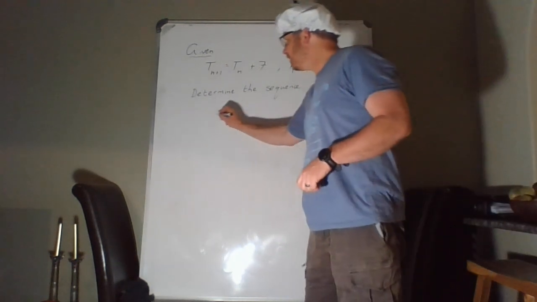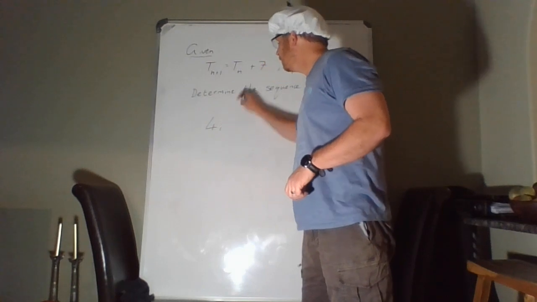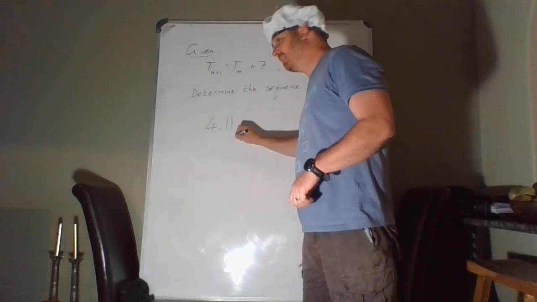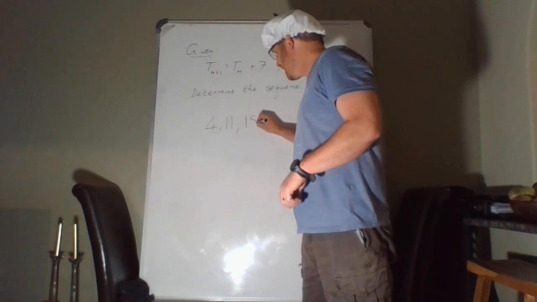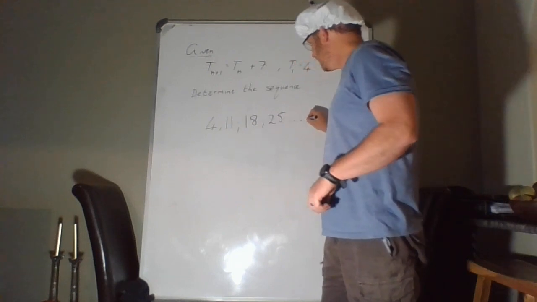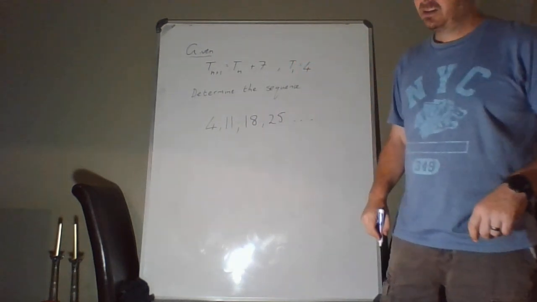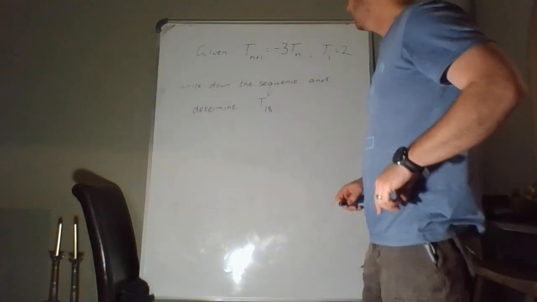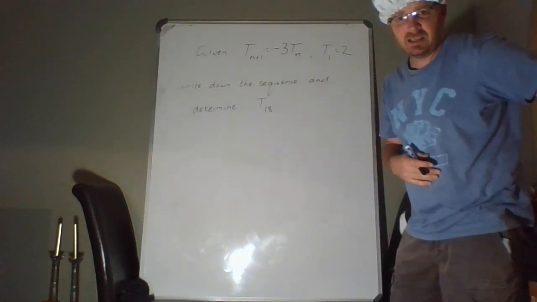Okay, so your first term is 4. What do you have to do to each term? You have to add 7. 4 plus 7 is 11. 11 plus 7 is 18. 18 plus 7 is 25. And that, ladies and germs, is your answer. Right, try the next one, please.